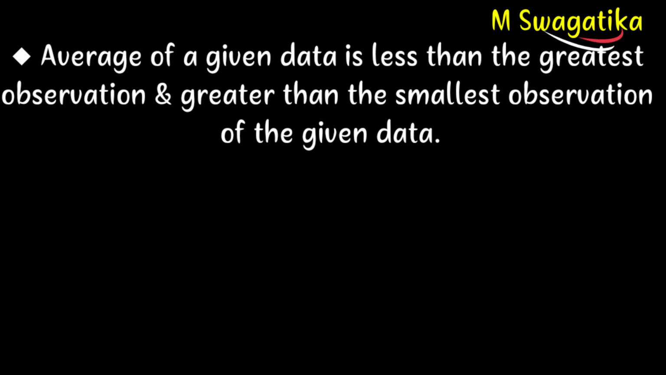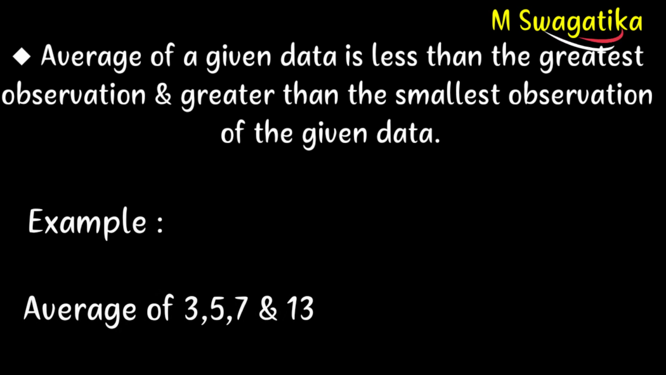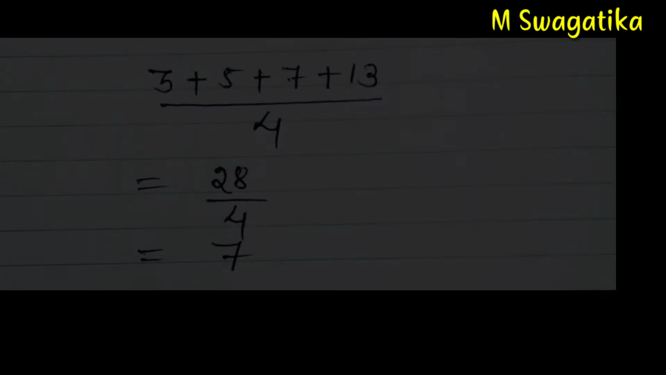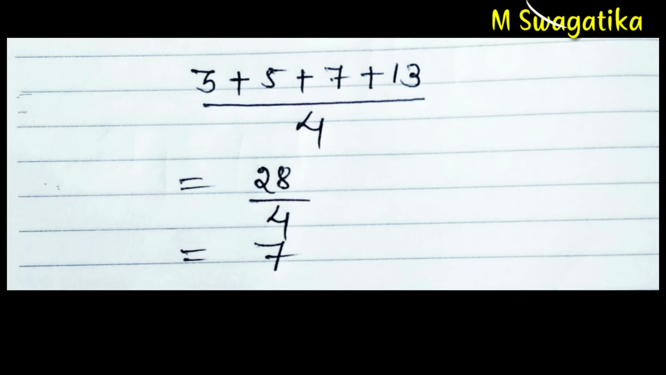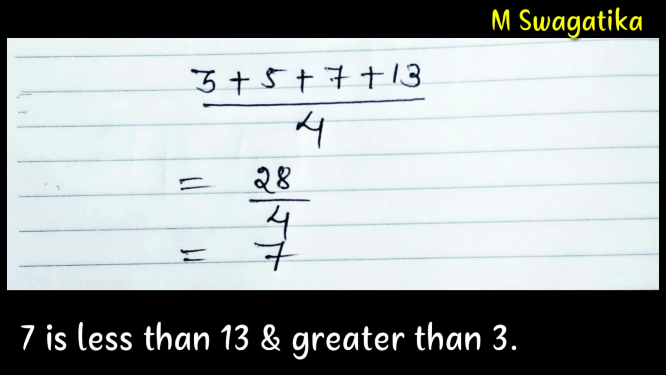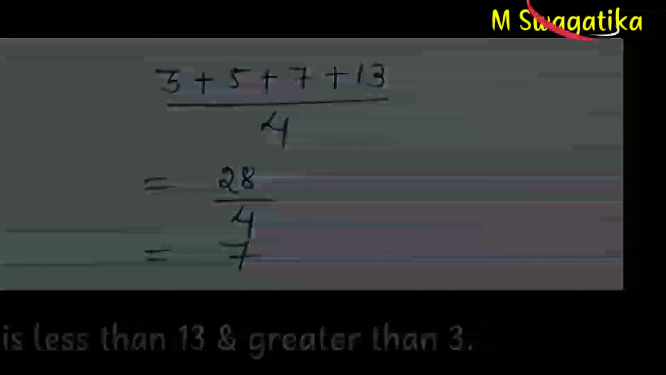The average of given data is less than the greatest observation and greater than the smallest observation of the given data. For example, the average of 3, 5, 7 and 13 is (3 + 5 + 7 + 13) / 4 = 28 / 4 = 7. 7 is less than 13 and greater than 3.